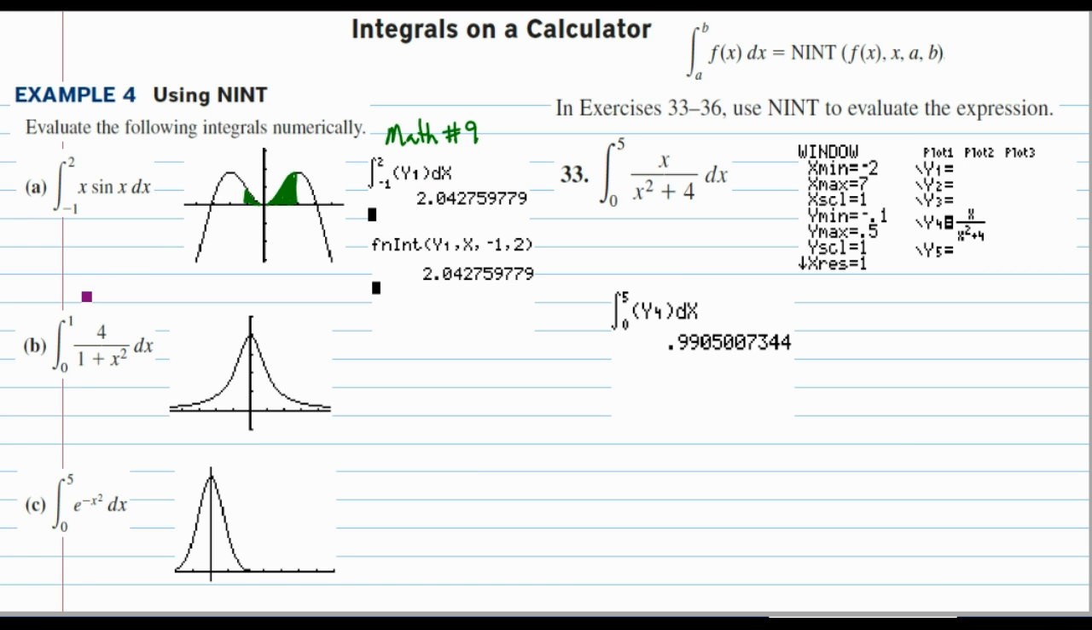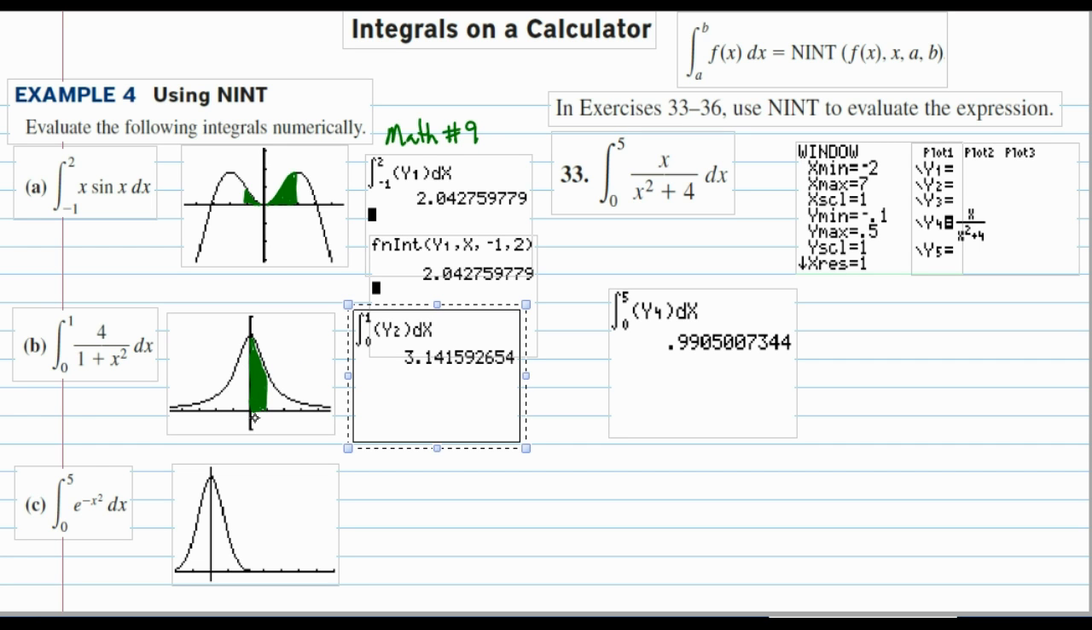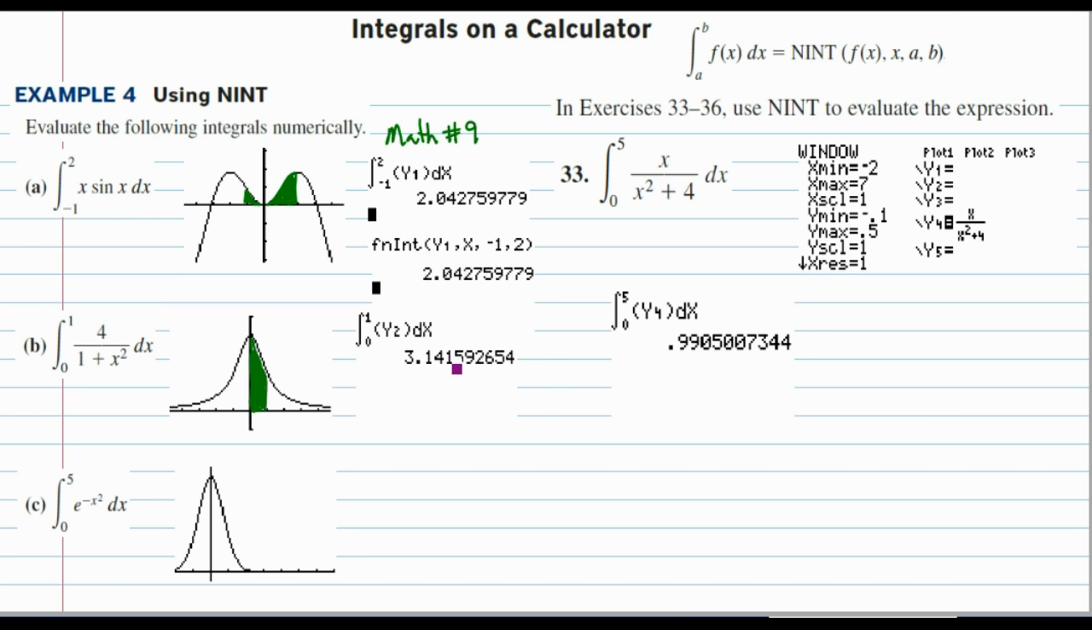Alright, part B, I want to know the antiderivative or the signed area, so positive or negative depending on whether it's below or above the x-axis, from 0 to 1 of 4 over 1 plus x squared dx. So now that means I am looking for this area right here from 0 to 1. And I put that in my calculator as shown, and I have 3.1415.